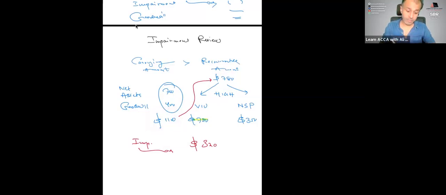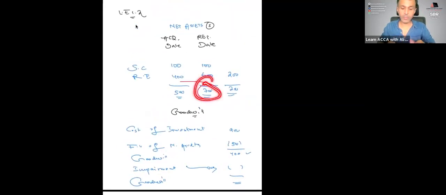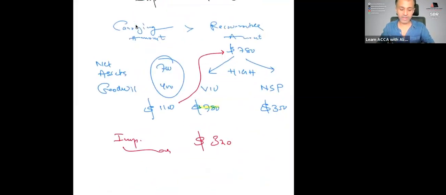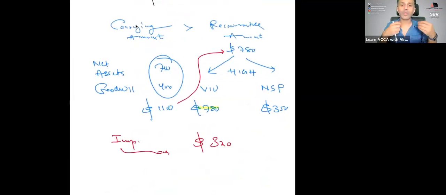Don't forget to top up the goodwill into it. This has been the balance of net assets without goodwill, and that should be topped up to find the value of total net assets, which is 1100.